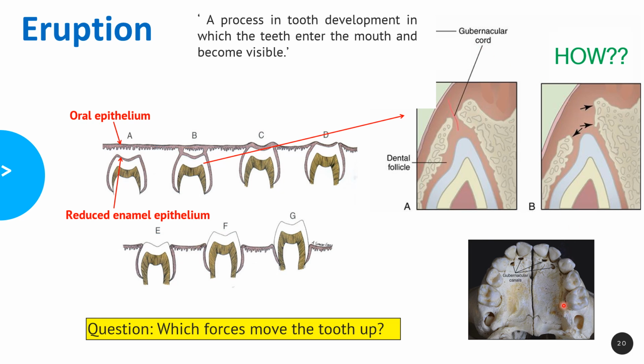You can also see it in preparations of the mouth. So here there are teeth which have obviously already erupted, but these are the gubernacular canals for a second set of teeth to come through.